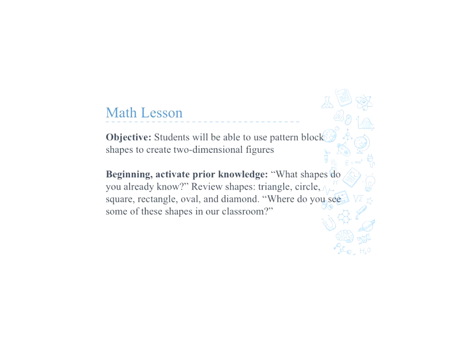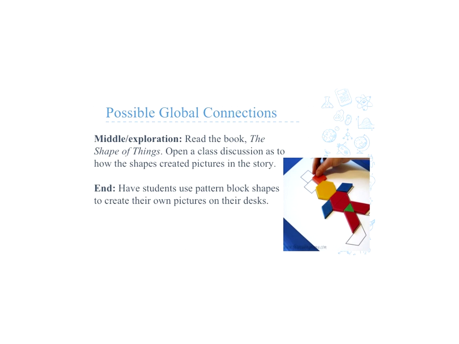So for our math lesson, the objective would be for students to use pattern blocks to create two-dimensional figures. When we go ahead in the beginning and activate prior knowledge, we'd want to ask them what shapes they already know, and review the shapes of the triangle, the circle, the square, rectangle, oval, diamond, which all show up in the book, and ask them to locate some of those shapes in the classroom.